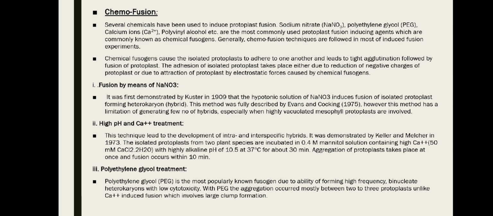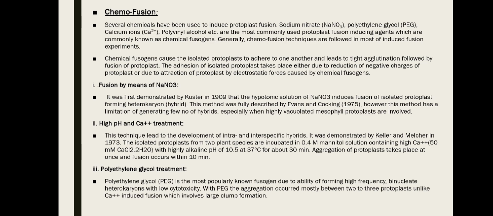2. High pH and Ca++ treatment. This technique led to the development of intra- and interspecific hybrids. It was demonstrated by Keller and Melcher in 1973. The isolated protoplasts from two plant species are incubated in 0.4 M mannitol solution containing high Ca++, 50 mM CaCl2.2H2O, with a highly alkaline pH of 10.5 at 37 degrees Celsius for about 30 minutes. Aggregation of protoplasts takes place at once and fusion occurs within 10 minutes.